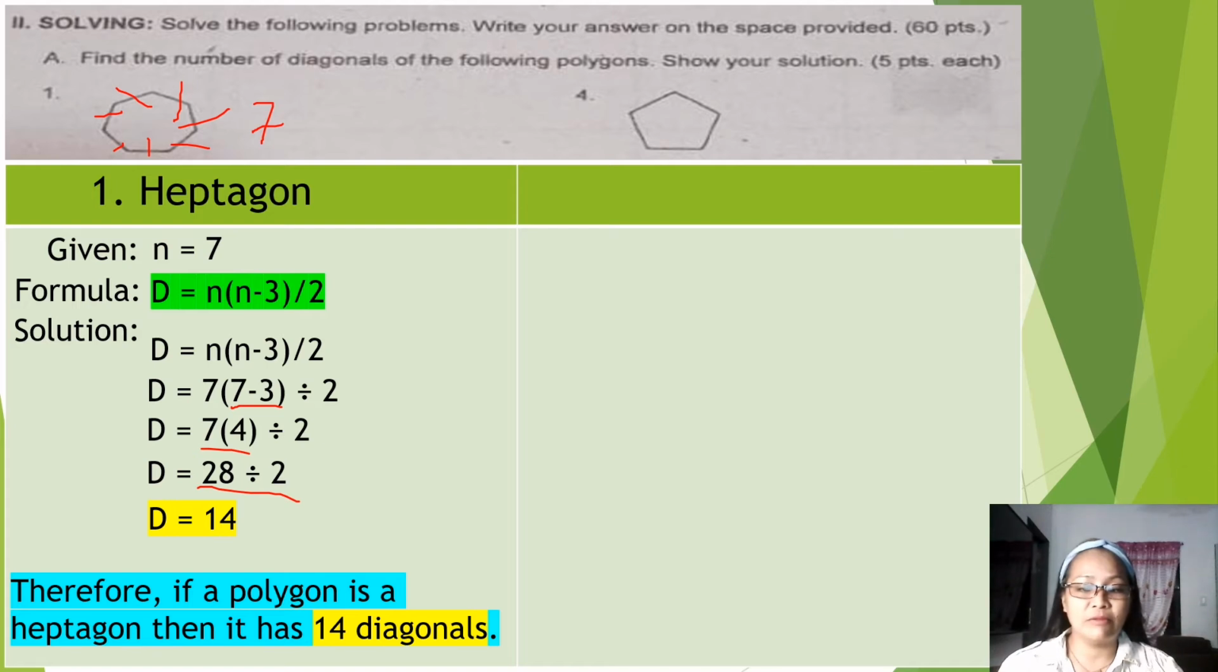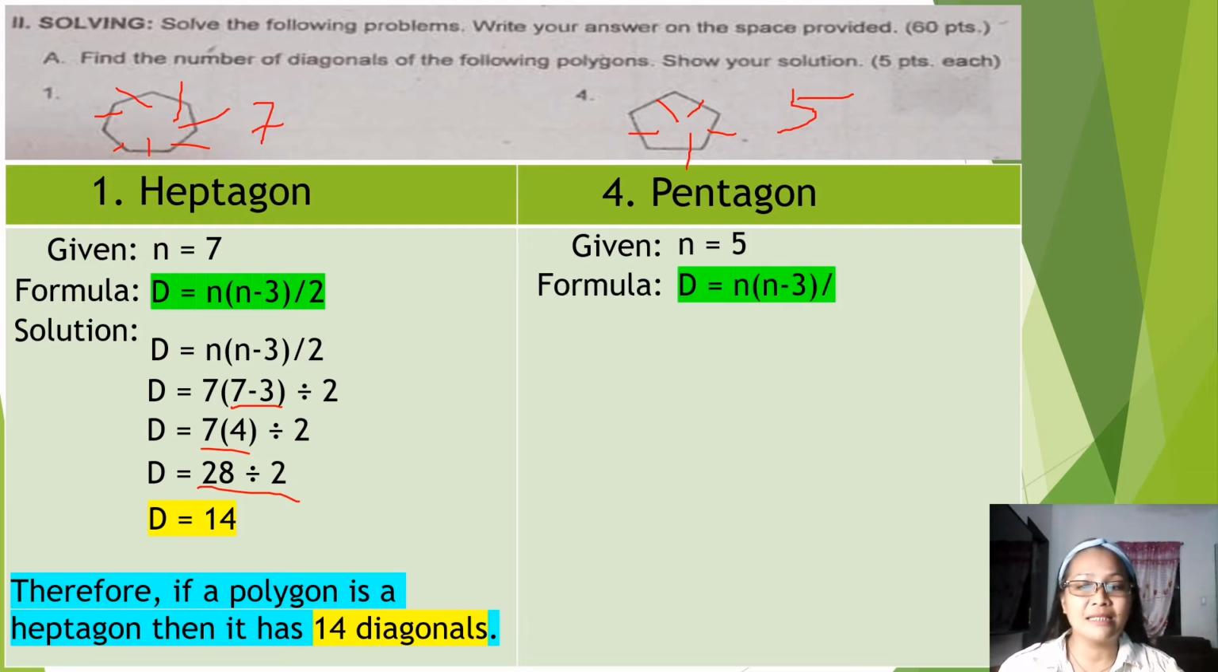Next picture, we need first to count the number of sides. So we have 1, 2, 3, 4, 5. So it is a 5-sided polygon and it is a pentagon. And of course, our given n is equal to 5. And the formula, d is equal to n times (n minus 3) divided by 2. And for our solution, we need first to copy the formula as our guide and then substitute the given.